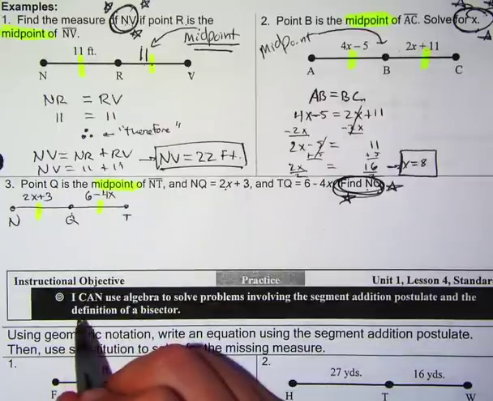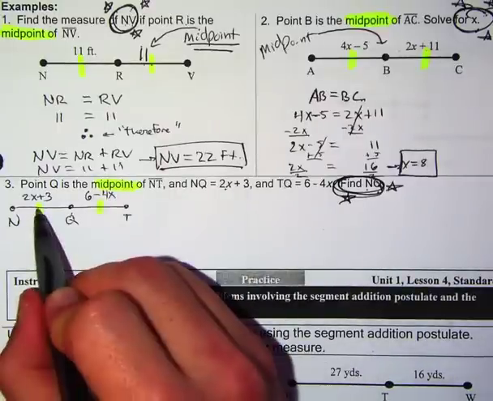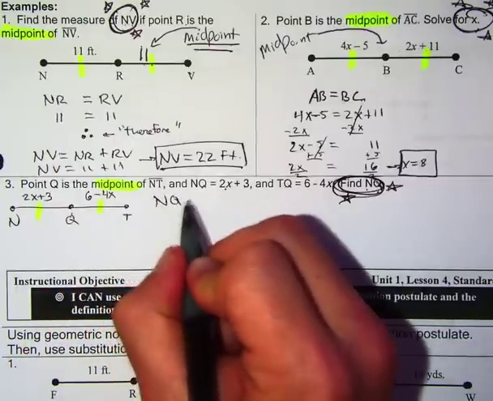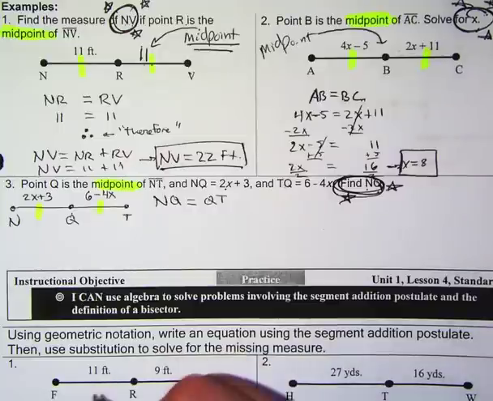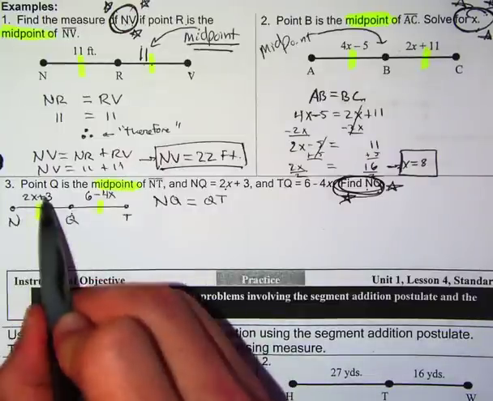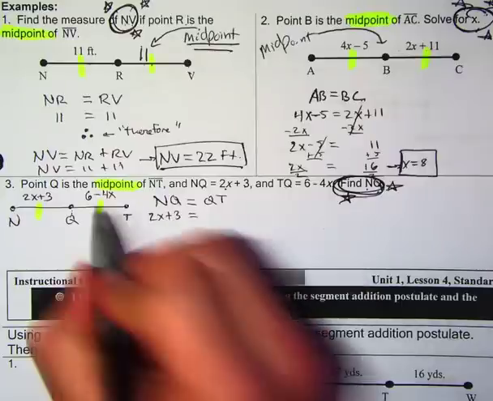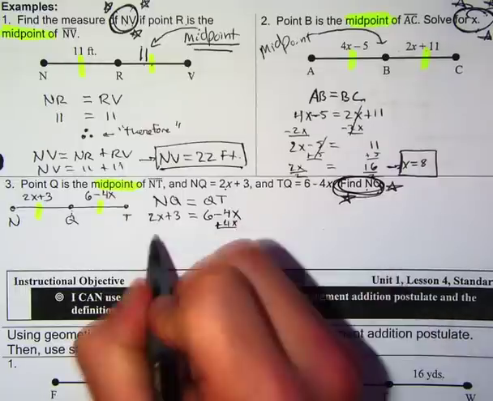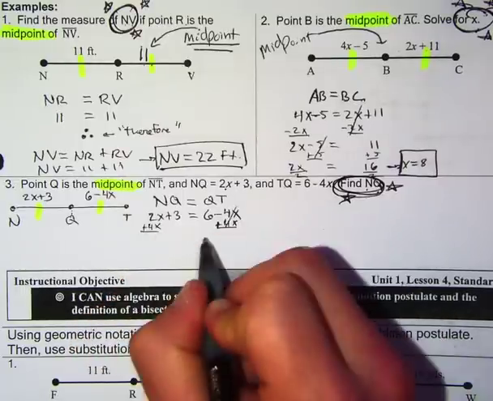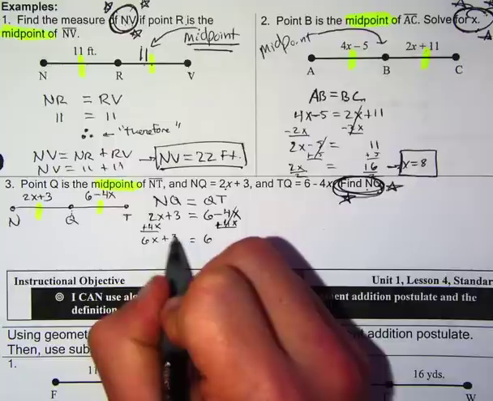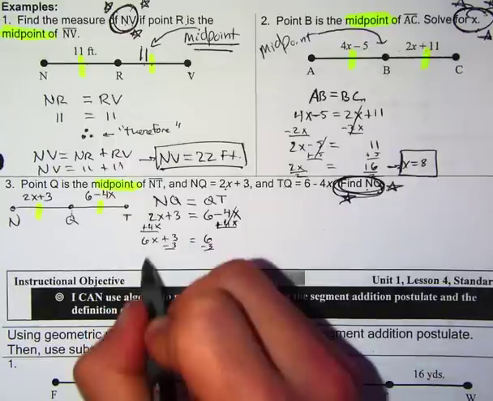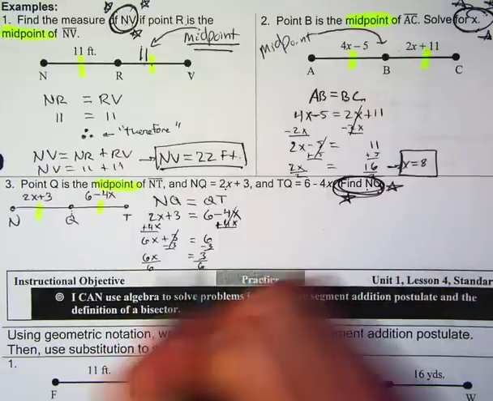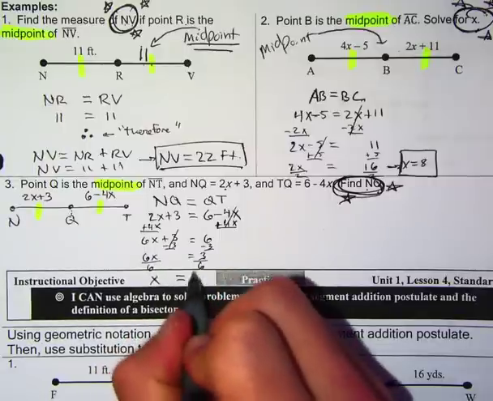So let me see here. What's a relationship I can use? What's the midpoint? So that tells me that these guys are equal to each other. They're congruent. So I can say that the distance from N to Q is equal to the distance from Q to T. And now I'm going to substitute this here and this here. I'm going to go ahead and add 4x's to both sides to undo the minus 4x's. And then I'll take away 3 from both sides to undo the plus 3. And then I'll divide both sides by 6 to undo the times 6. So x is going to be equal to 1/2.